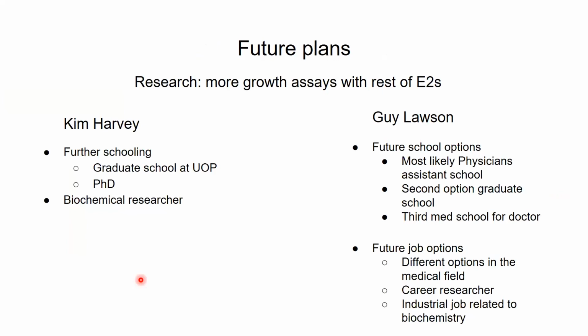So in the future, in this lab, we're going to just continue doing more work and more growth assays with the rest of the E2s that need to be studied. And in the future, I will be moving on to graduate school at UOP. I'm probably going to do a PhD in biochemistry. And then I'm interested in later beginning my career as a biochemical researcher. For me, I'm looking to go into medicine, specifically PA, but I wouldn't be opposed to being a researcher either. It's very, very interesting.